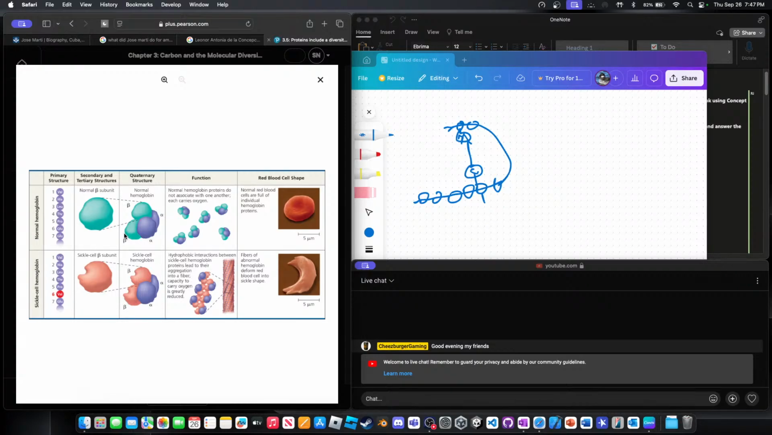Primary structure, secondary, tertiary, normal beta subunit. Quaternary structure, normal hemoglobin. Proteins do not associate with one another, and each carries oxygen. Normal red blood cells are full of individual hemoglobin proteins. Sickle cell beta subunit. Sickle cell hemoglobin: hydrophobic interactions between sickle cell hemoglobin proteins lead to their aggregation into a fiber. Capacity to carry oxygen is greatly reduced.